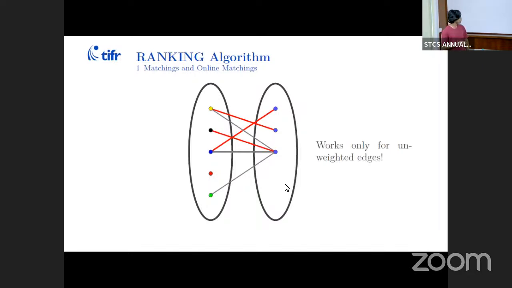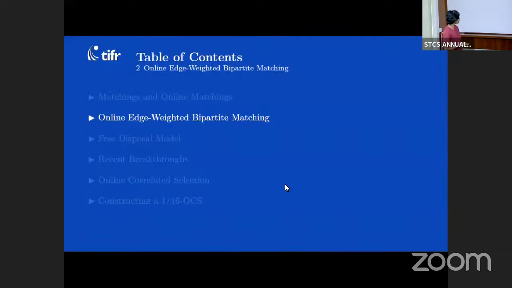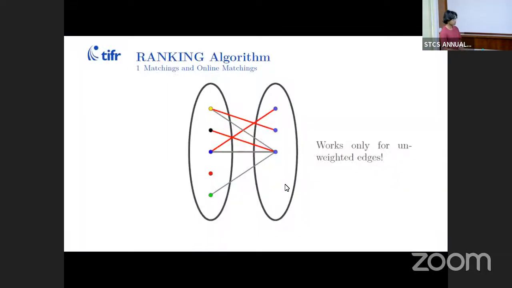So next we will define edge-weighted bipartite matching, and we will see what goes wrong when there are edge weights. This ranking algorithm works with the ratio 1 - 1/e, and there is a matching upper bound. This problem is completely solved.